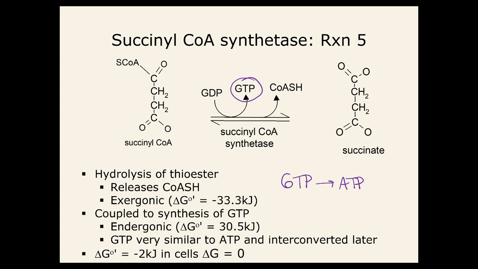So think about this, that the formation of GTP from GDP requires energy. And that energy comes from the hydrolysis of the thioester. So here, this break in that bond to reform coenzyme A, that releases energy. And I love this because this is an example of driving an endergonic reaction with an exergonic one. So for sure, this is an example of reaction coupling.